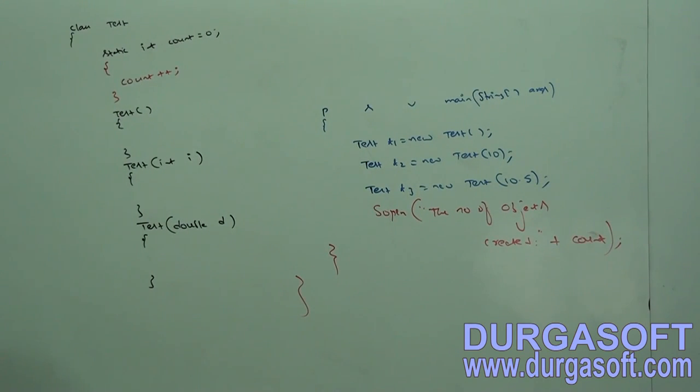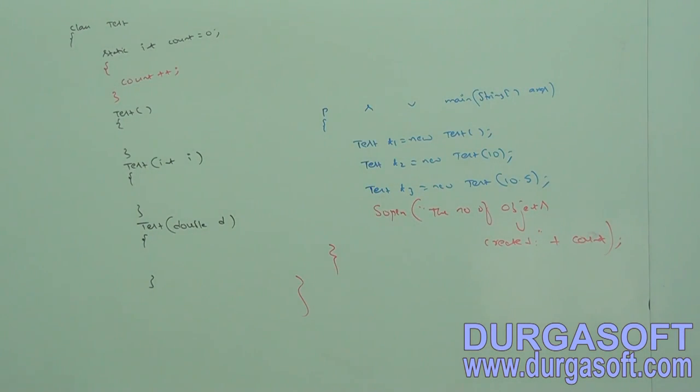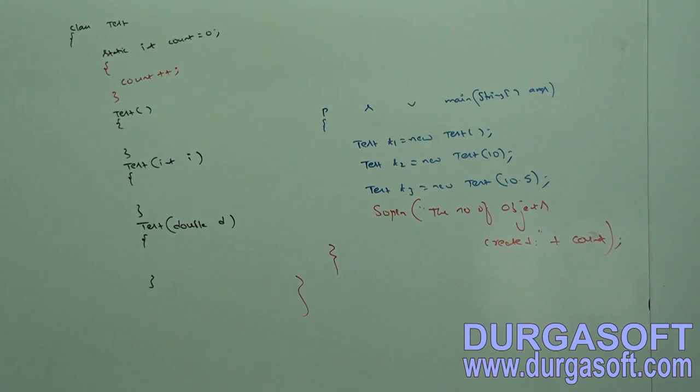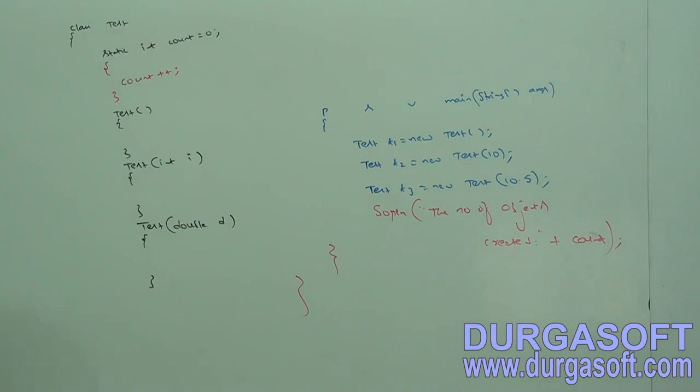Public static void main. Completed, right? Test t1 = new Test(). Test t2 = new Test(10). Test t3 = new Test(10.5). Next, System.out.println, the number of objects created is plus count. Completed, right?